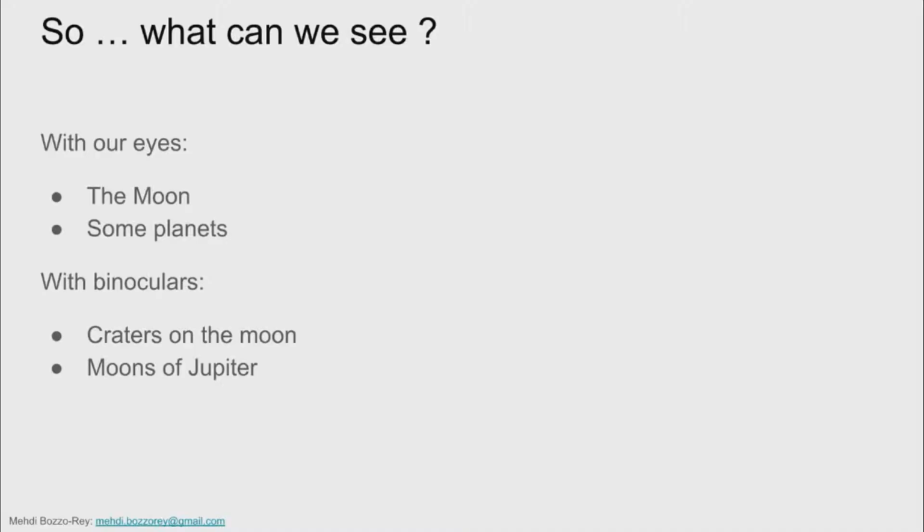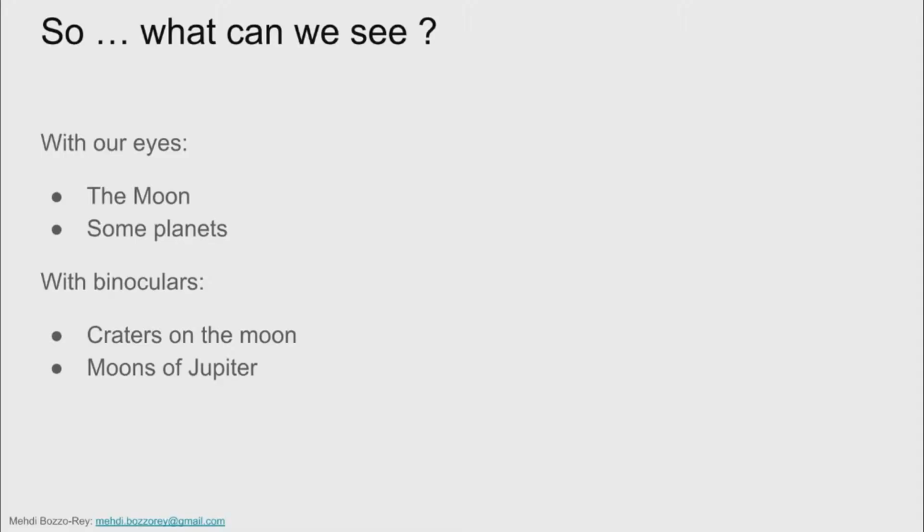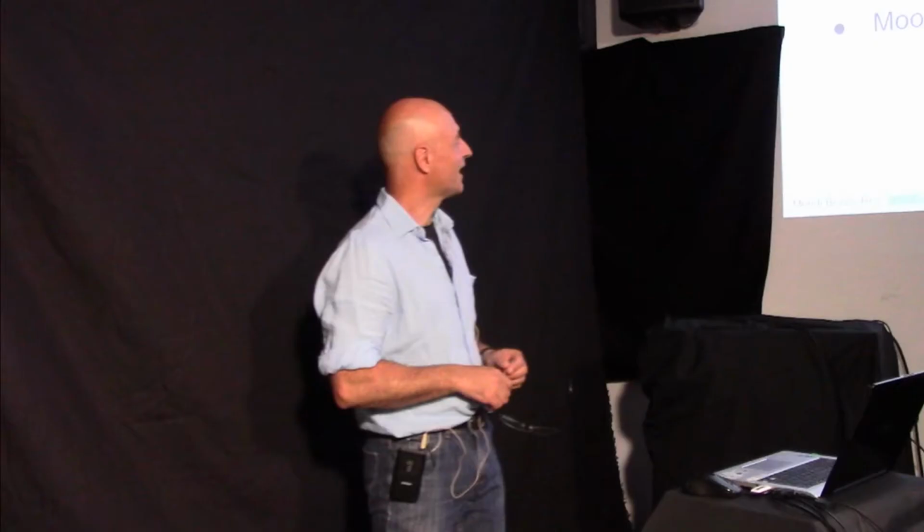So what can you see? With naked eyes, the moon, of course, and you can even see structures on the moon if you don't need many glasses like me. You can see some planets. Mars these days, the color is absolutely beautiful. Then usually I borrow my daughter's binoculars, and then I can see craters on the moon. That's awesome. I can play Galileo and watch the moons of Jupiter moving around night after night.